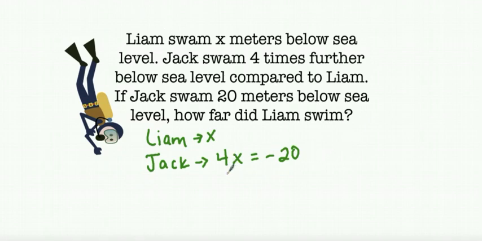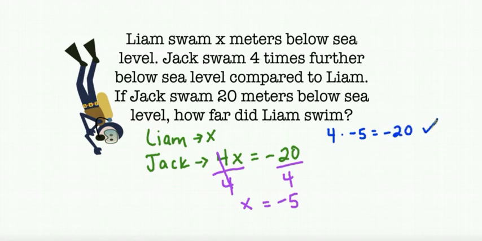So if I want to get x by itself, I'm going to have to divide by 4. Divided by 4. 4 divided by 4 is 1x, or you could simply just write 1. Negative 20 divided by 4 is negative 5. So x is equal to negative 5. That means that Liam swam 5 meters below sea level. And with that being said, if we wanted to go back and check our work, we would do 4 times negative 5, and that equals negative 20. So we know that this is true. And so Liam swam 5 meters below sea level.